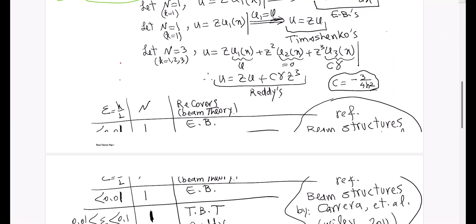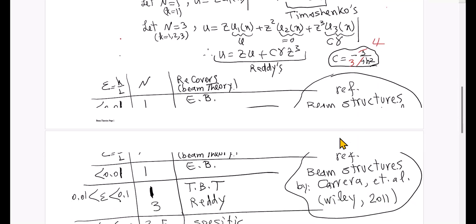Okay, just a minor correction for C. C is actually 4 divided by 3H squared. These 4 and 3 are misplaced. Thank you.